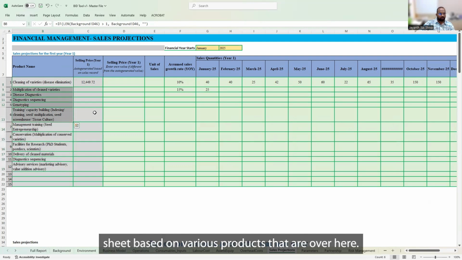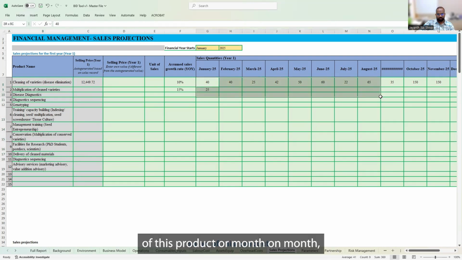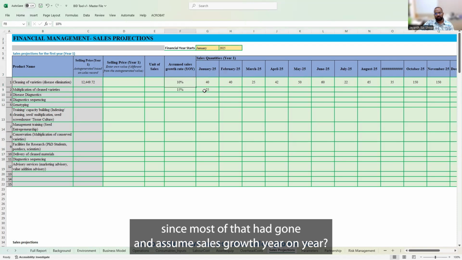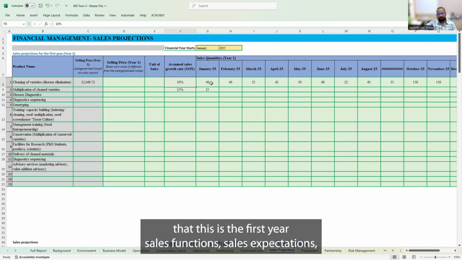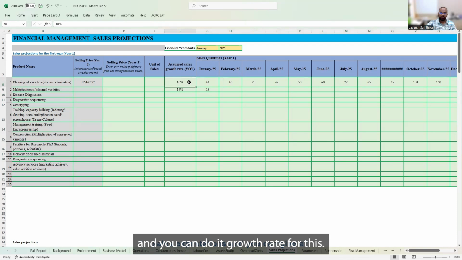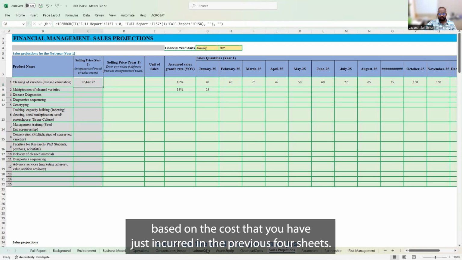Based on the various products over here, you write down the expected sales of each product, month-on-month. Also write down an assumed sales growth rate year on year. You don't have to enter each year's sales figures. You can mention the first year's month-wise sales projections and give a growth rate for this. Then over here, the automated selling price will be calculated based on the cost that you have just entered in the previous four sheets.